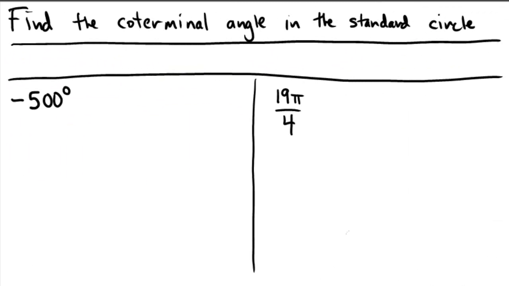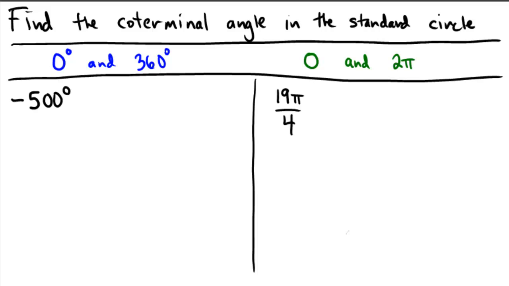To find the coterminal angle in the standard circle, by which I mean within one rotation of a standard circle, this will mean two different things depending upon whether we're in degree mode or radian mode. When we're in degree mode, we would need an angle between 0 degrees and 360 degrees, or one rotation of the circle. And if we were in radian mode, then we would need a radian measure that is between 0 and 2 pi radians. So first, let's look at the negative 500 degrees.